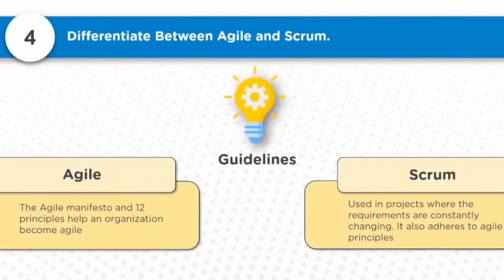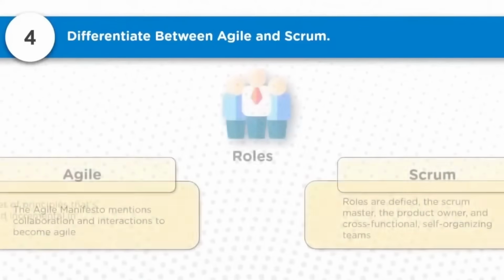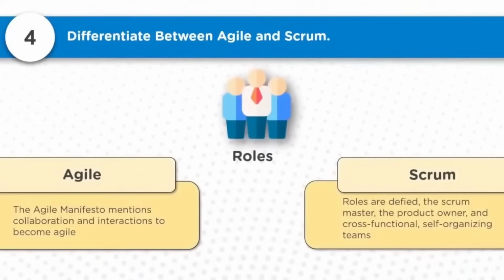Further, if you look at the Agile Manifesto and 12 principles, they act as guidelines to become Agile. There is something called the Agile Manifesto, 4 points, which clearly articulates what needs to be focused on to become Agile, and that is supported through the 12 principles which guide. Scrum is used in projects where requirements are constantly changing, meaning I want to become Agile, so I adopt Scrum. This definitely has to align to the Agile Manifesto and take the guidelines mentioned in the 12 principles of the Agile Manifesto.